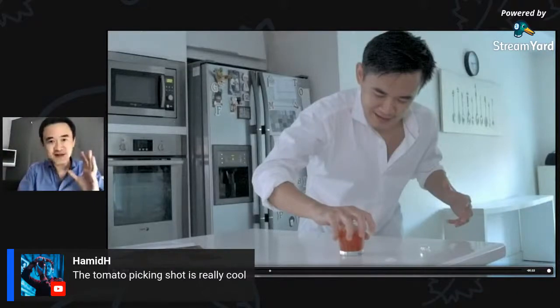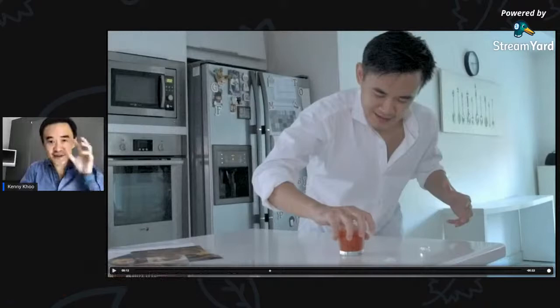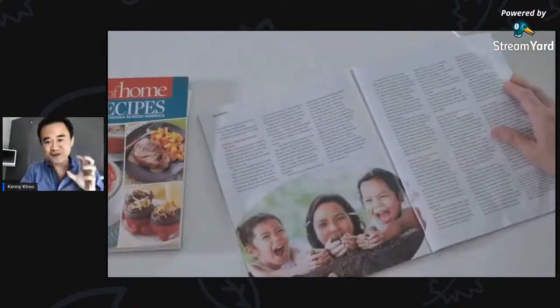All right, I'm going to share with you the second scene, which is the pick up the tomato from the book scene. All right, so this is the scene.